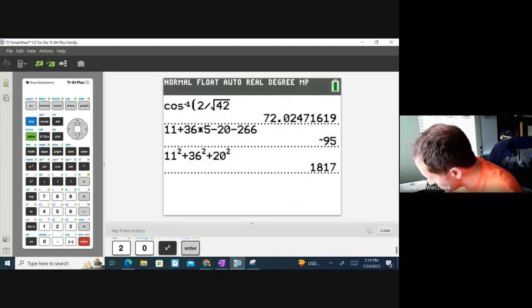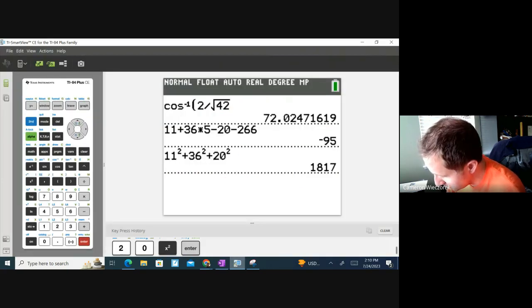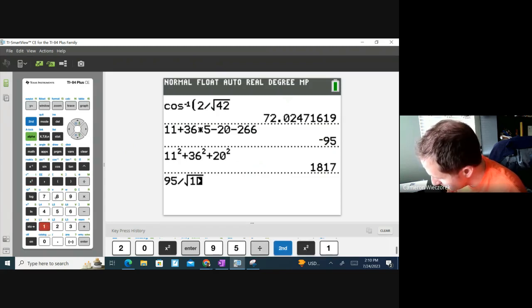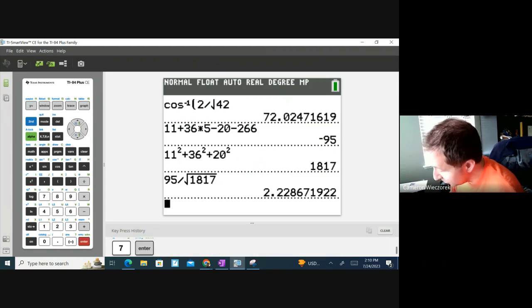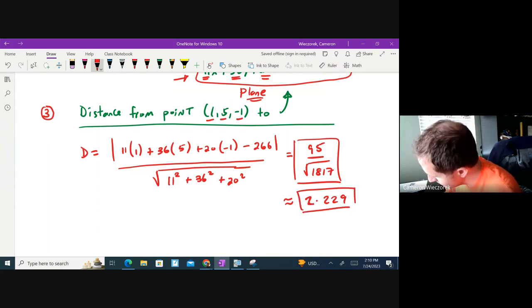Square root of 1817. Most problems would ask you to leave it in exact form, so I'll do that here. If you are interested in knowing how many units that is as an approximate answer, just for the sake of interest, let's plug that in. 95 divided by the square root of 1817. It's not too far. It's about 2.229. Again, on a quiz or a test, it will specify what form it wants.